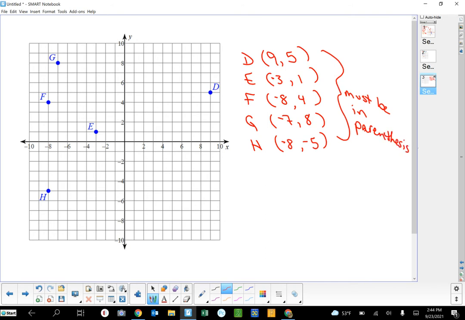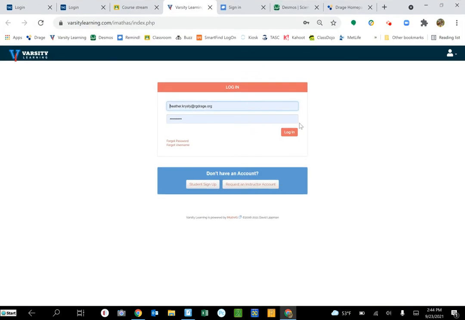All right. When we do this, you're going to have something on Varsity that's going to be very similar. And when you do that assignment, you're going to need to make sure that those are in there as well. So let me take you to that first Varsity assignment and show you what that's going to look like.